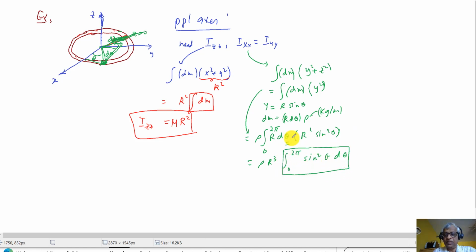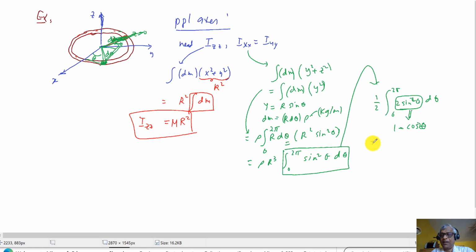Doing this is not that hard, but it requires a trick. The integral from 0 to 2π of 2 sine squared theta d theta, and then I can use the double angle. So this will be 1 minus cosine 2 theta, and if I integrate over that, I get 0 from the cosine because I go through 2 cycles of cosine. This gives me half times 2π plus 0, which is just π. So I got ρ r cubed times π.